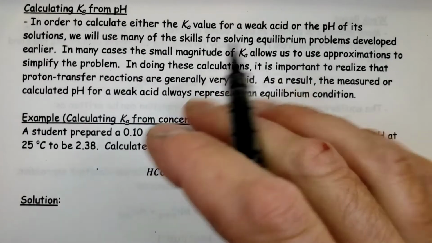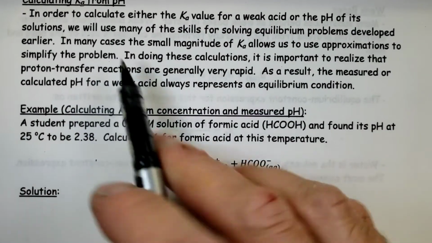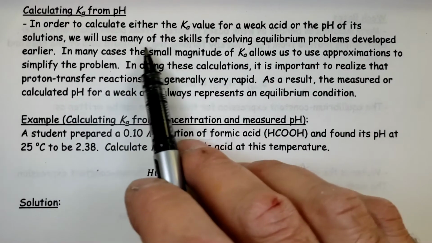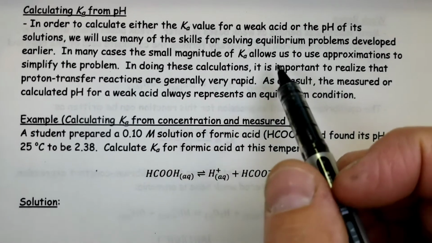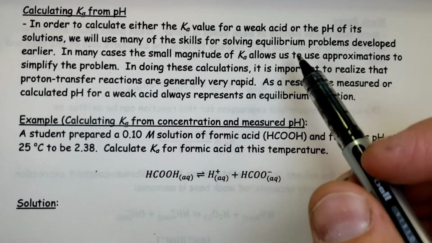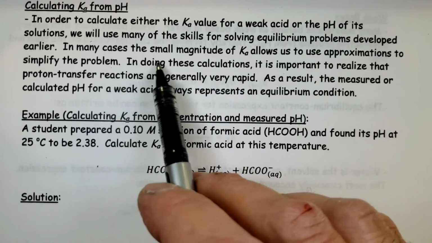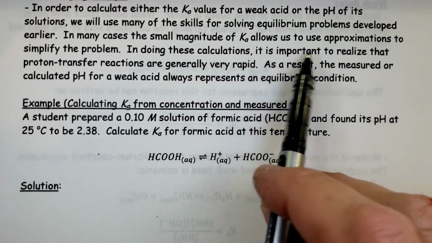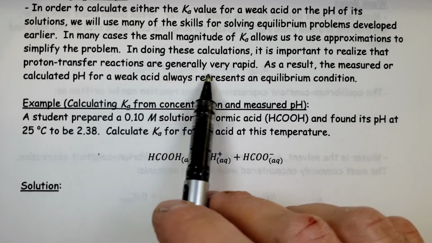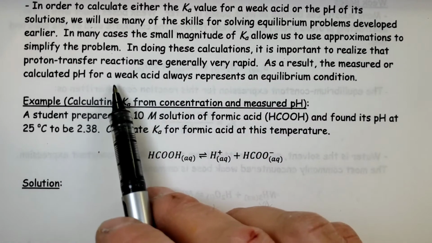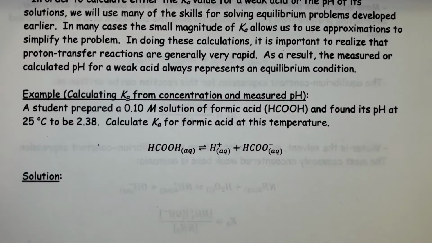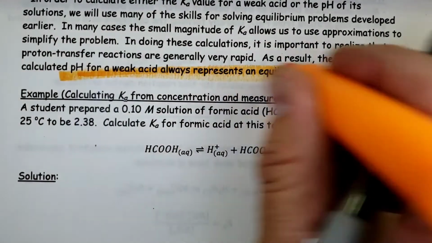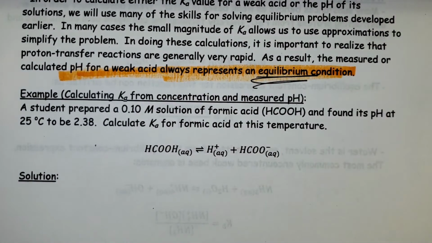So with that, we'll take a look at calculating Ka from pH, and then vice versa. In order to calculate either the Ka value for a weak acid or the pH, we use many of the skills that we used with Kc, and that involves, of course, drawing an ICE chart. In many cases, the small magnitude of Ka allows us to approximate to simplify the problem. In these calculations, it's important to realize that proton transfer reactions are generally rapid. As a result, the measurement or calculation of pH for a weak acid always represents the equilibrium condition. So we're going to get pH from the H value at equilibrium.